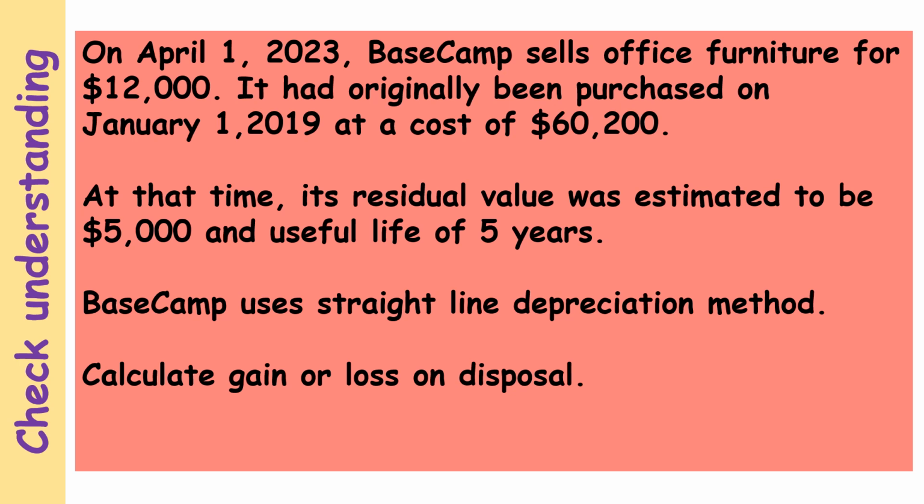Now, once we know this depreciation, we need to ask how long was this asset used? So this asset was used from January 1st, 2019 up to April 1st, 2023. So that's 4 years and 3 months. That 1 year depreciation multiplied by 4 years and 3 months will give us the total depreciation for this asset. In other words, it will give us the accumulated depreciation, which we subtract from the cost 60,200 to give us the net book value. And then the net book value will be subtracted from the cash received, which is 12,000, to calculate gain or loss. So let's look at that in steps.